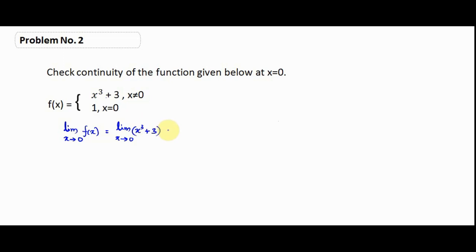Now this value will be equal to 0 cube plus 3, so we will get it as 3. So the value of the limit of the function f of x at the point x equal to 0 is found to be equal to 3.